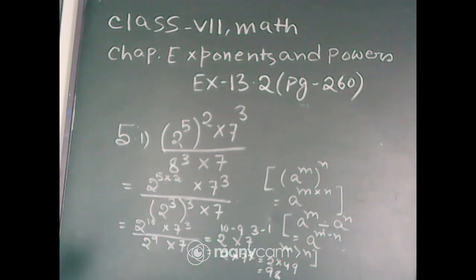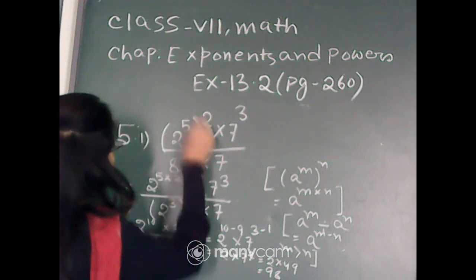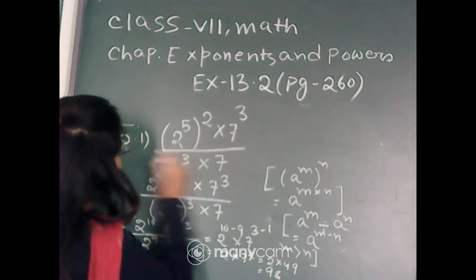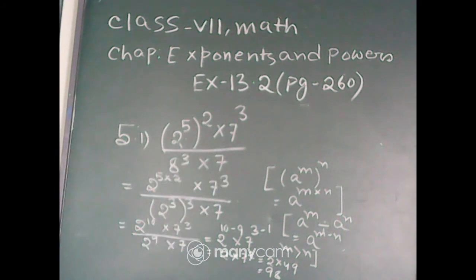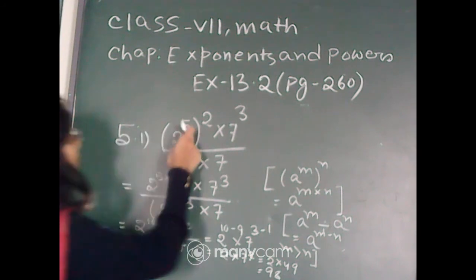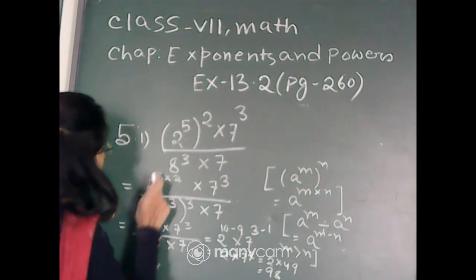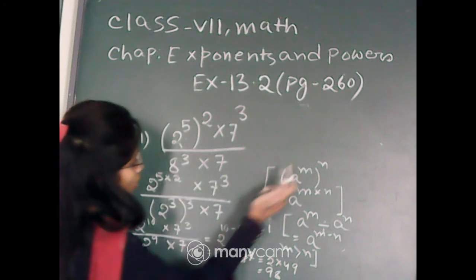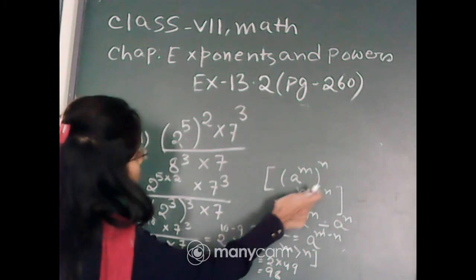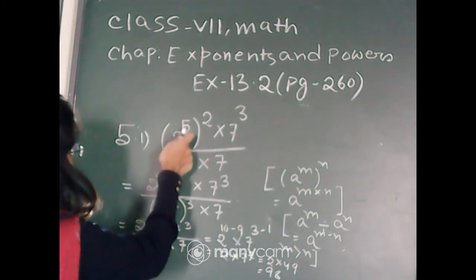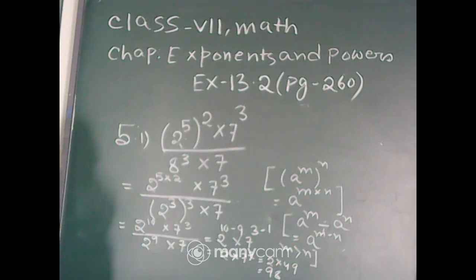Clear? Up to this portion, any problem? If you have any doubt, then you can ask me. Again, I repeat the math. Here it is given that 2 to the power 5 whole square into 7 cube divided by 8 cube into 7. We have to simplify this. So, 2 to the power 5 whole square is equal to 2 to the power 5 into 2, using the law a to the power m whole to the power n is equal to a to the power m into n. Here a is 2, m is 5 and n is 2.